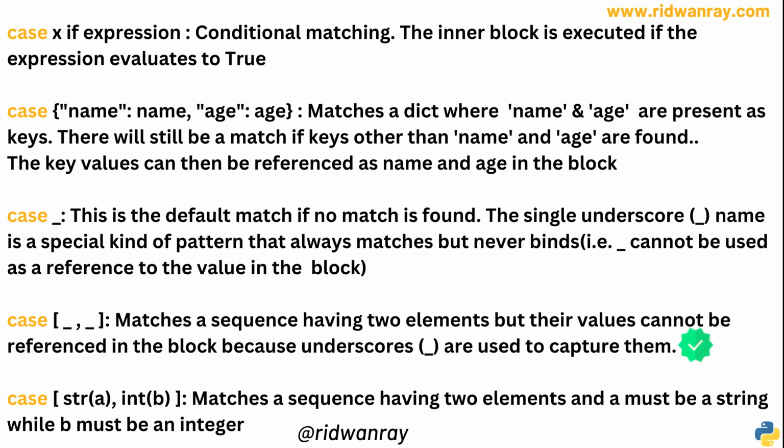This matches a list or a tuple containing two items, but the values of the two items cannot be used in the block. That is why they are represented as underscore. To use the values in the inner block, we can make use of any other variable names. This will match a list or a tuple containing two items, but the first item must be a string and the second item must be an integer.